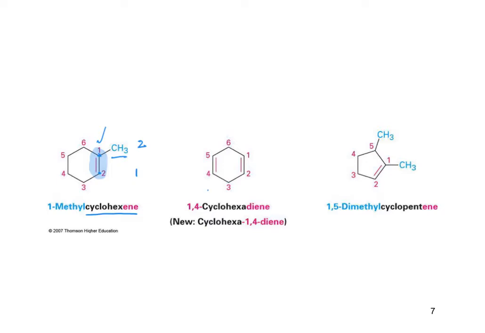If you notice the next one, it contains 2 double bonds. So this is a cyclohexadiene. Notice that the diene starts with a D, a consonant, which is why I'm calling it cyclohexadiene, not cyclohexene-diene. And if you just leave it at that, then you could have another cyclohexadiene, which would have the double bond at position 3 and position 4.